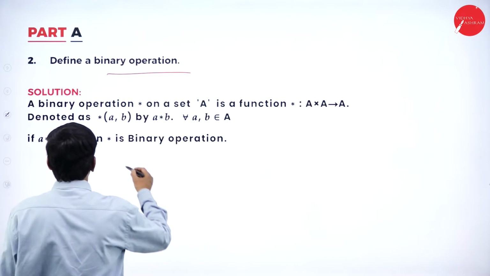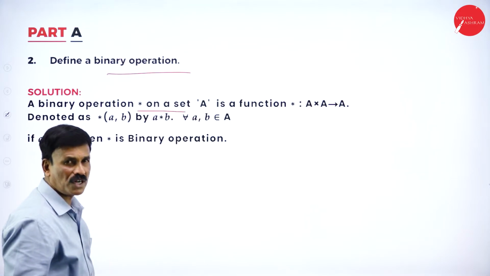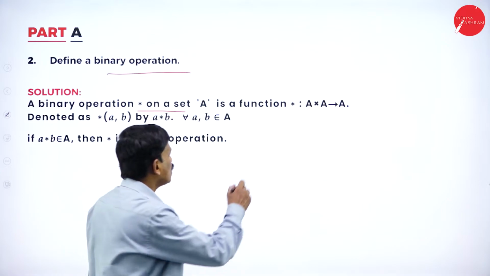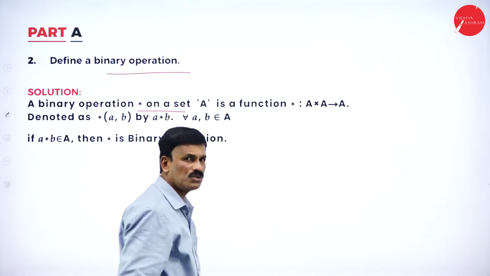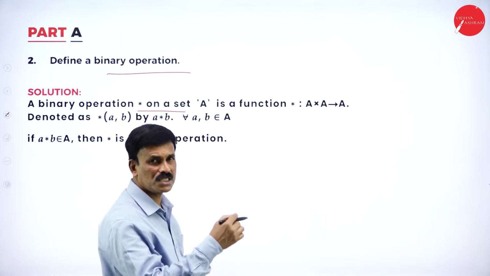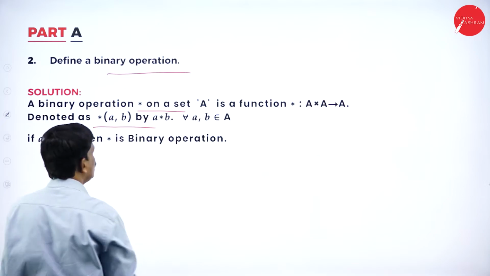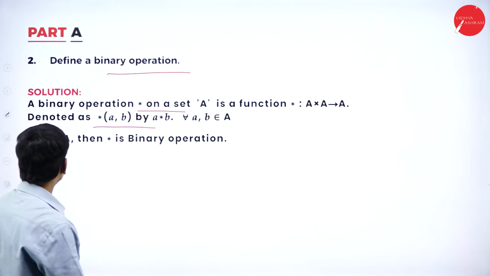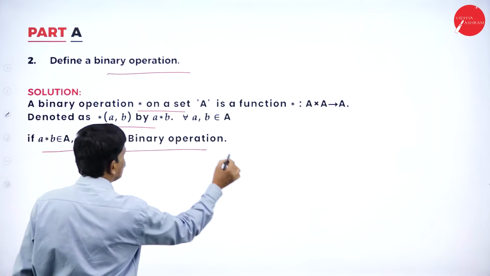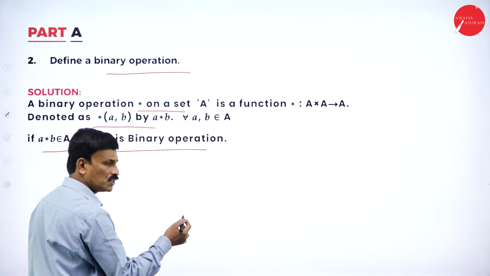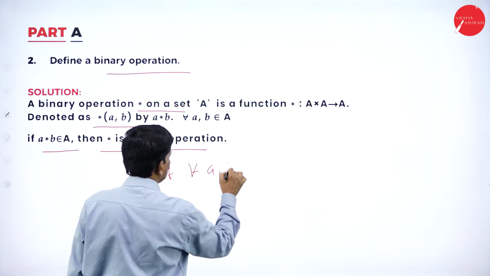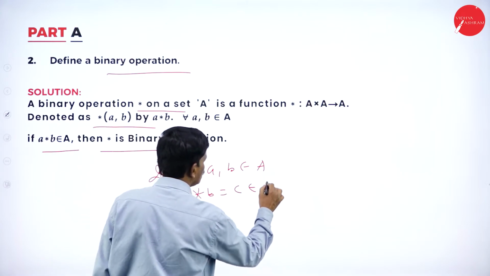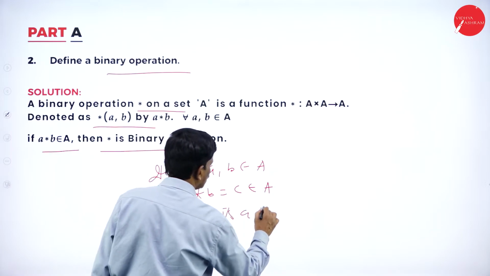Now how to define it? A binary operation star on a set A is a function star from A cross A to A, denoted as (a, b) maps to a star b, for all a, b belonging to A. You can also define it like this: if for all a, b belonging to the set A, a star b = c belongs to A, then star is called a binary operation.